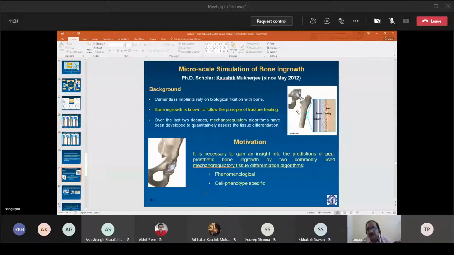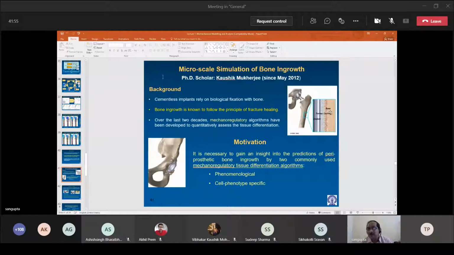Okay, so as you all know, this is an uncemented prosthesis. You can see uncemented hip stem, which contains an implant with a porous coating, and it directly attaches to bone. Okay, so it is a case of biological fixation. So the bone ingrowth into the pores of the porous coating actually ensures the biological fixation.